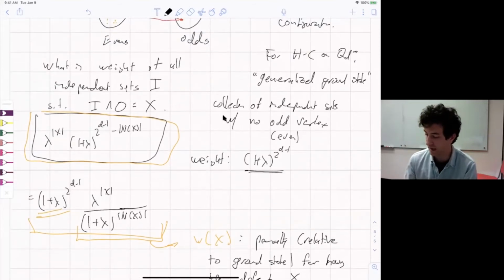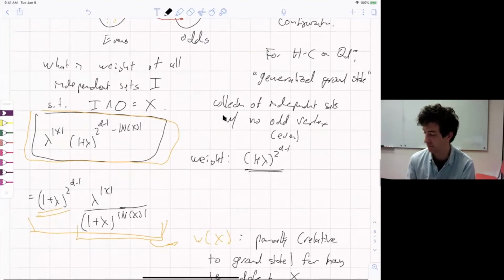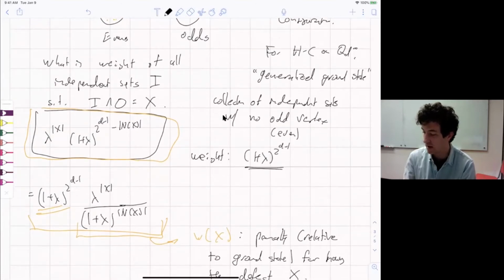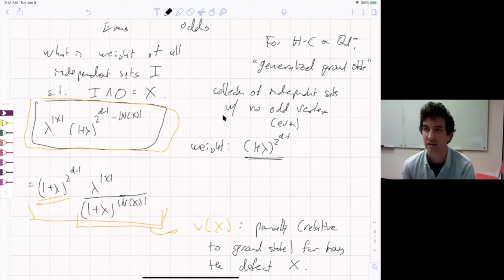What it's saying is, we have this great ground state that gives us (1 plus lambda) to the 2 to the d minus 1. If I have some defects, I'm getting penalized, right? I'm losing a lot of choices for vertices on the even side to be in the independent set or not. And what is the penalty? Well, it's exactly this factor, and we'll call this the weight of X.